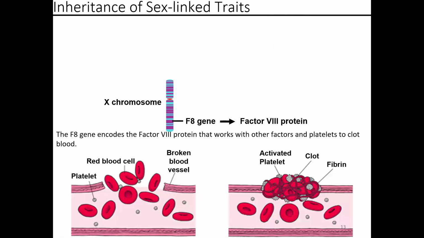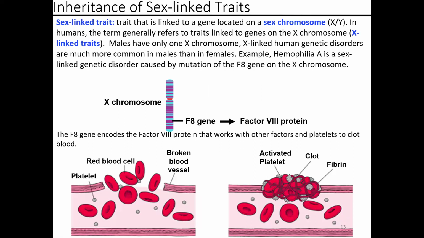One of the very first things is we need to understand what inheritance of sex-linked traits means. Essentially, they're genes specifically located on our sex chromosomes right here. And remember, our sex chromosomes are our 23rd pair, so that's going to be XY. These traits are only going to be found on either the X or the Y. As you know, males are XY, and females are XX.